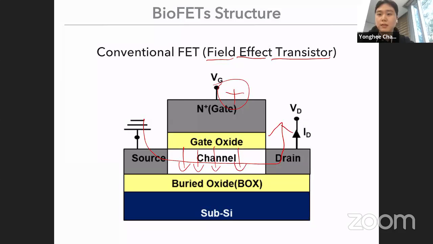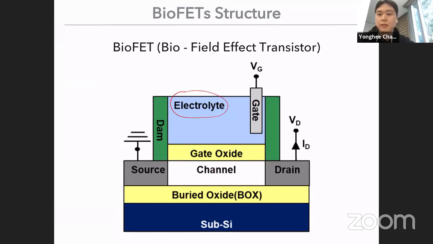In a BioFET, the gate electrode is replaced by an electrolyte. It means biomolecules in the electrolyte generate the gate voltage, and it will create a channel and current flow.